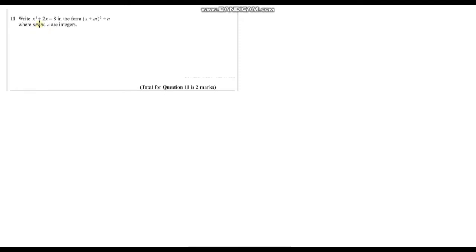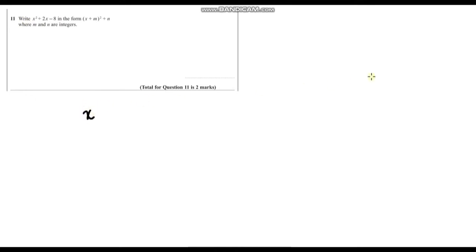Question 11. Write x squared plus 2x minus 8 in the form (x plus m) in brackets all squared plus n, where m and n are integers. Now, as soon as I can see this, this is a completing the square question. So we need to complete the square on this quadratic expression. So let's just write it down again.